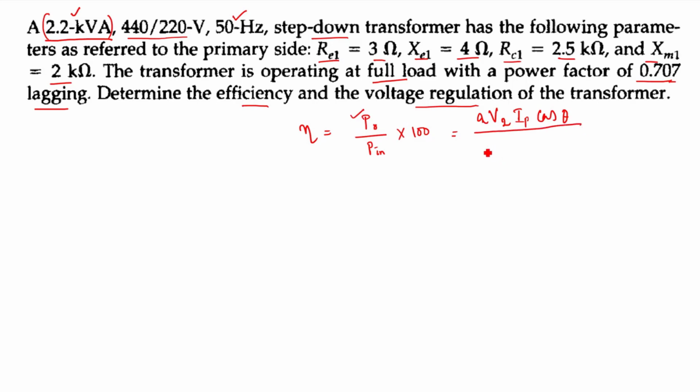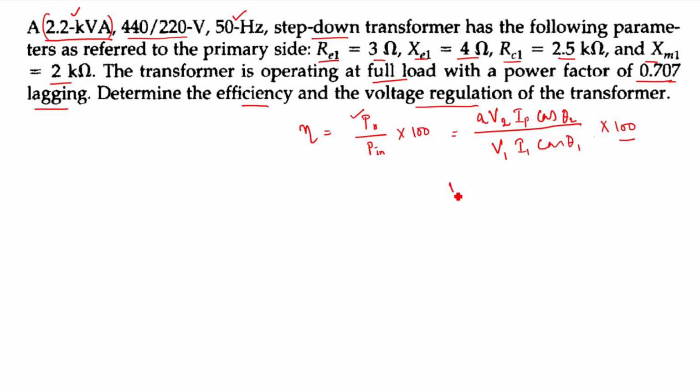And similarly, P in is nothing but PO plus the losses. So how will I find the losses? One is your magnetic loss, that is the core loss, plus your copper loss. You can write it as P in equals PO plus PM, magnetic loss, plus PCU, copper loss. Or in another way you can find P in as V1 I1 cos theta 1. This is theta 2, the load power factor, and this is theta 1. So if we know the angle of current I1, then I can easily find V1 I1 cos theta 1. Already you have done this.